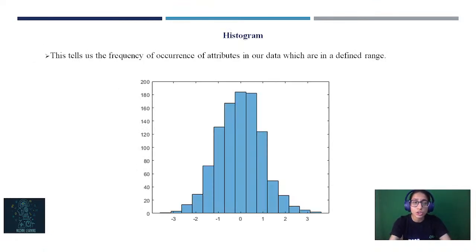So now comes the histogram. This is very familiar from our old classes, where we used to make a histogram graph, just similar to that. It tells us the frequency of occurrence of attributes in our data, defined in ranges. Okay, and in a histogram we have linked bars. It doesn't start from zero itself, it starts next to the link.